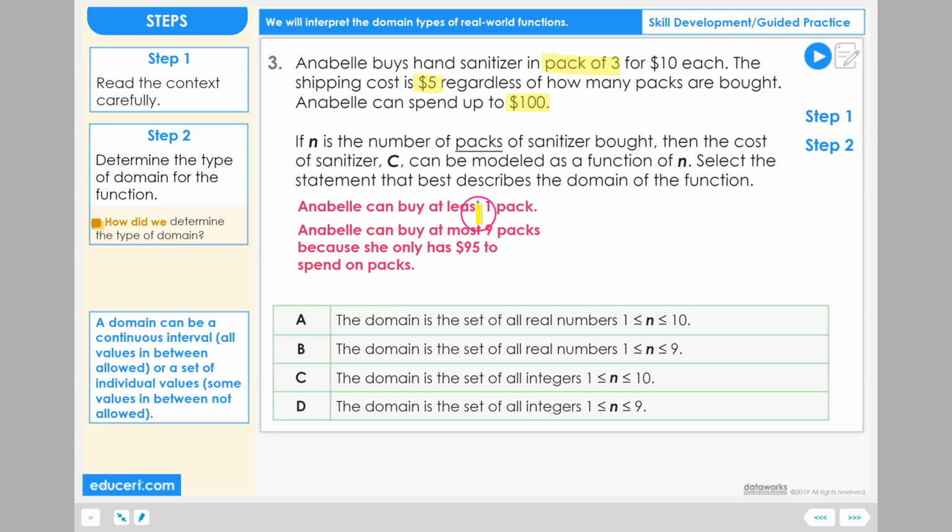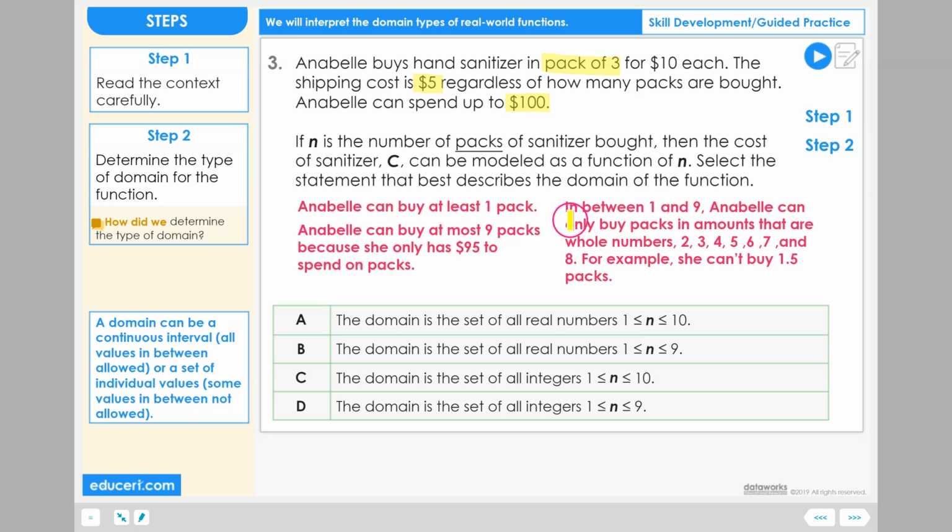Now let's think about the non-whole numbers in between. In between 1 and 9, Annabelle can only buy packs in amounts that are whole numbers: 2, 3, 4, 5, 6, 7, and 8. For example, she cannot buy 1.5 packs. So the domain is 1, 2, 3, 4, 5, 6, 7, 8, and 9, and no numbers in between, only these whole numbers. Let's read our answer options and select the correct option.